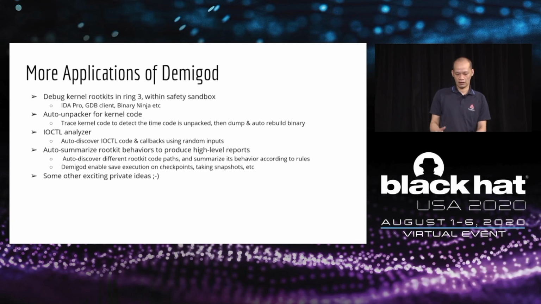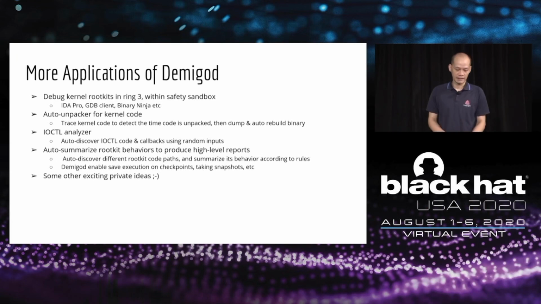We can see when the rootkit executes with different inputs on different code paths. And the idea is that it's quite easy to do, because Demigod enables saving execution state on checkpoints. You can take a snapshot and reverse. And there are many other exciting ideas that are waiting for you to explore.